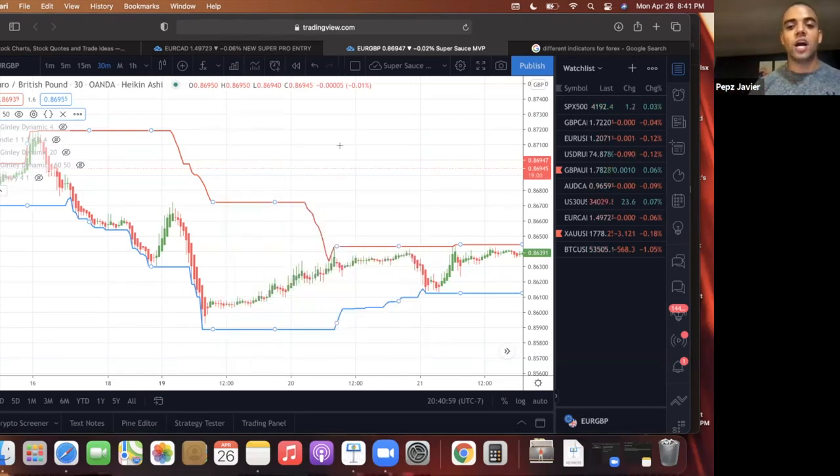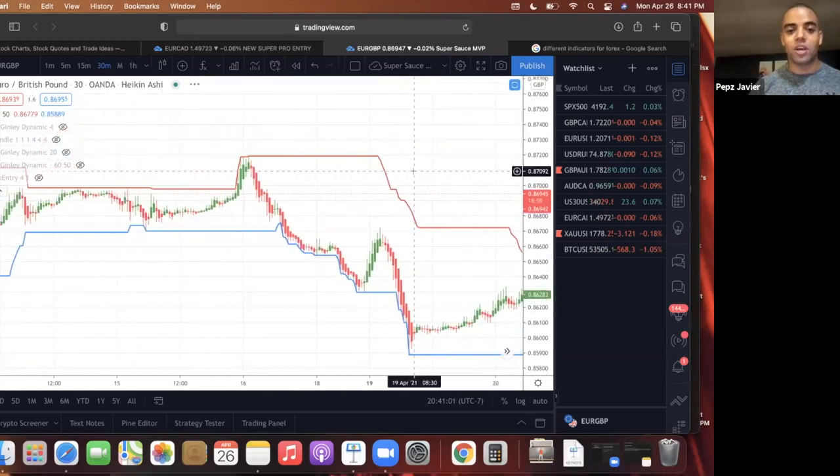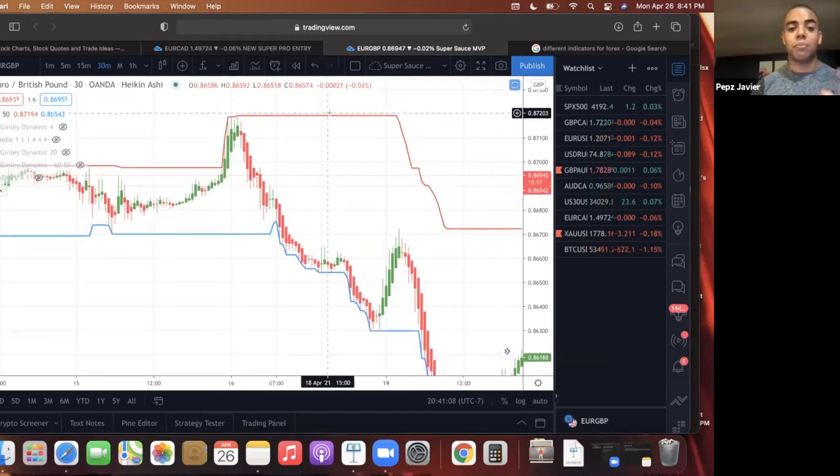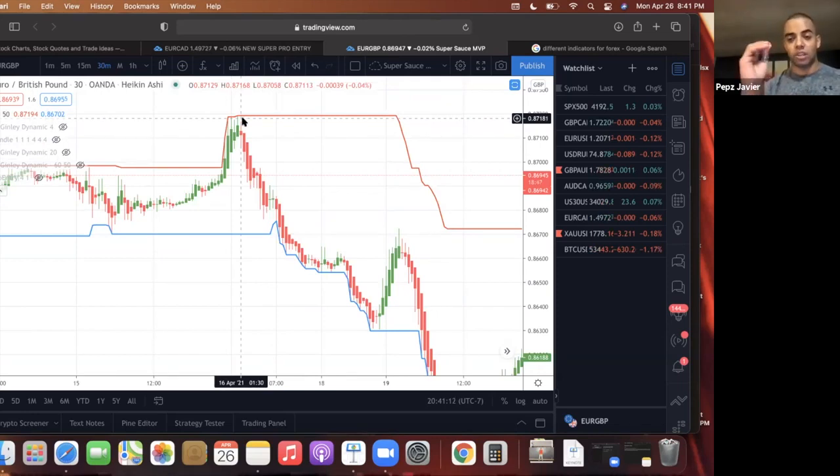So your first confirmation for a sell would be, where's price in relation to the bands, right? For a sell, we would want ideally price to be near the top red band, especially if we're looking for an E1 type of entry, right?